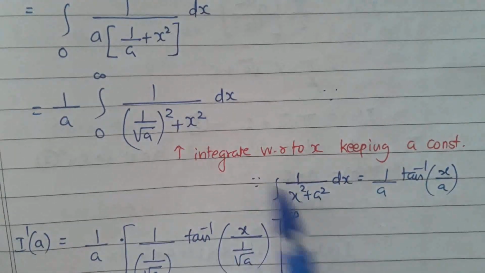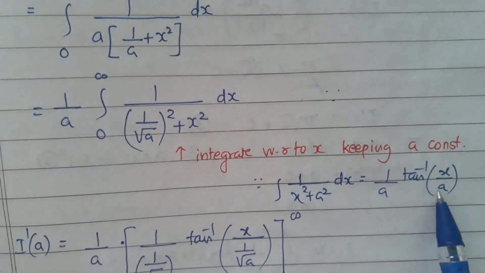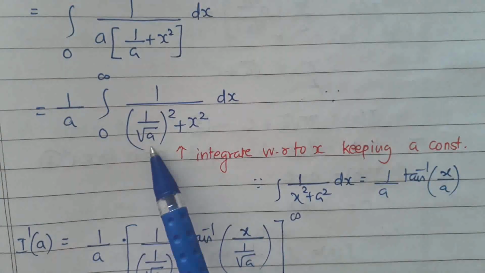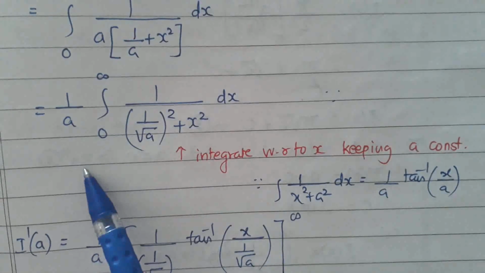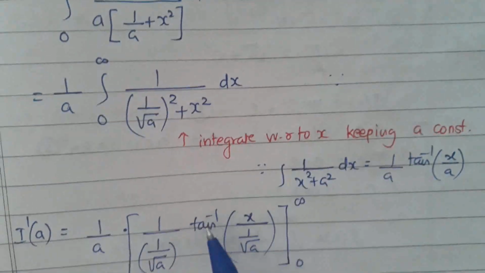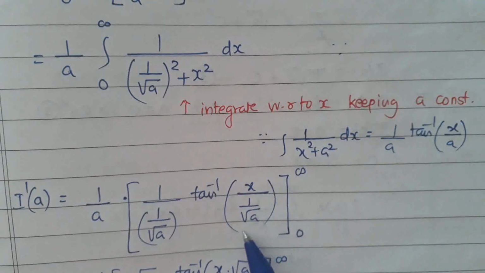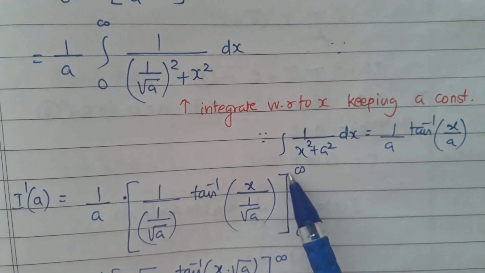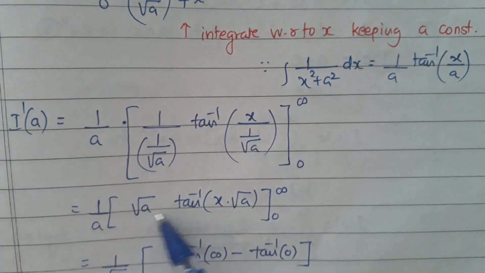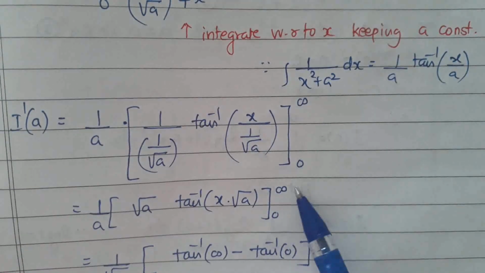So we observe that this is of a similar kind. Integration of this is equal to 1 upon a tan inverse of x upon a. Instead of a, 1 upon root of a is there. So 1 upon a is the constant in this integration, take it outside. Use this standard formula. Integration of this function with respect to x is 1 upon under root of a tan inverse of x upon 1 upon under root of a, from 0 to infinity. This is equal to 1 upon a, this becomes root a, tan inverse of x into root a, and apply the limits 0 to infinity.